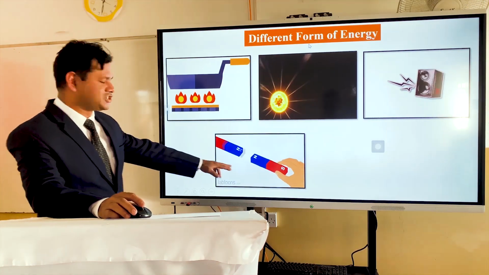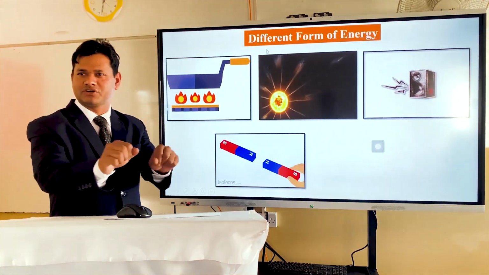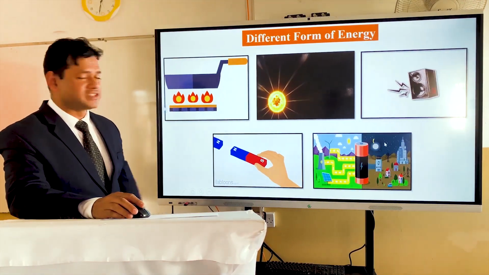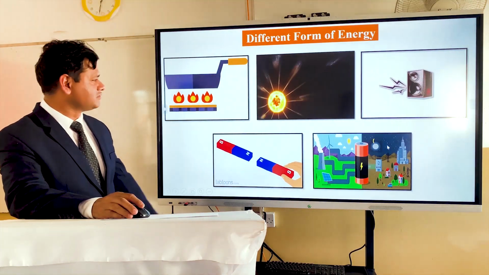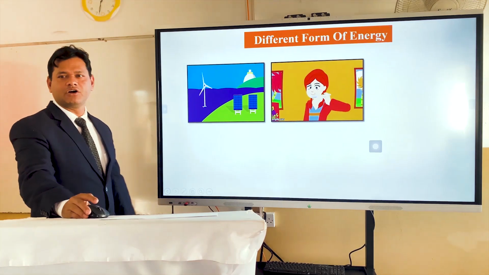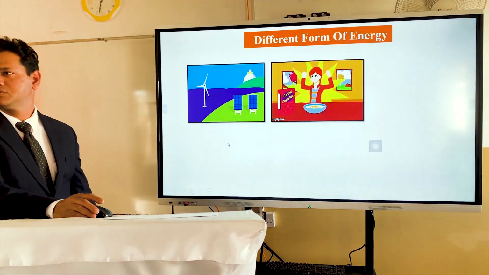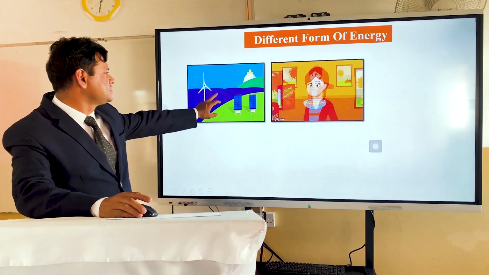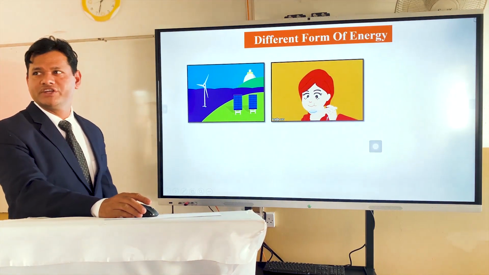And this is the magnet, that is attraction and repulsion, okay? So this is magnetic energy. And that is the electric energy. Very good. Now, Yasin, can you tell me which type of energy this one is? Wind energy. Wind energy, very good.